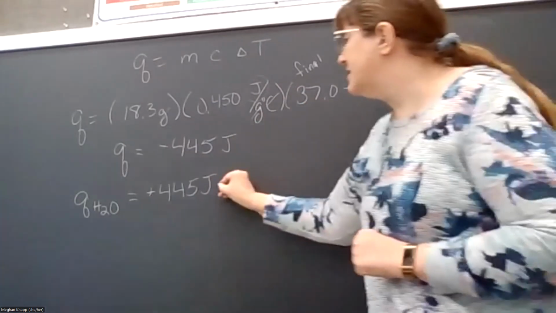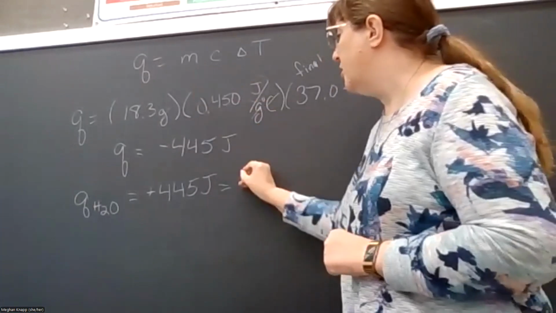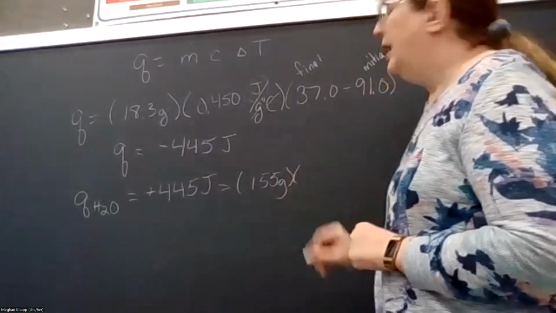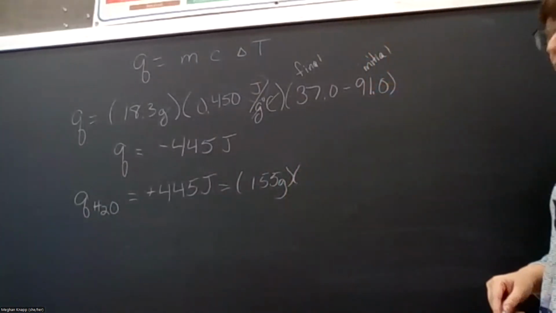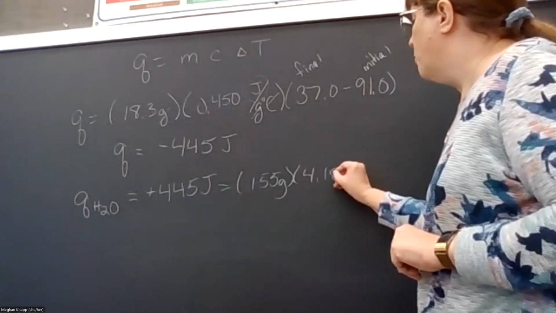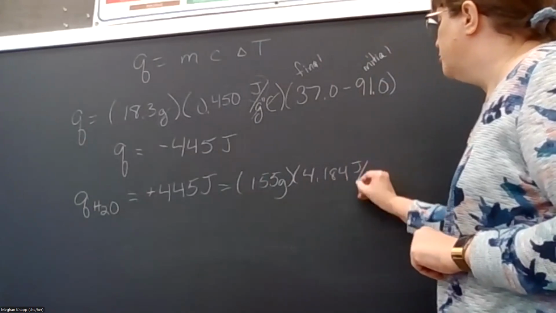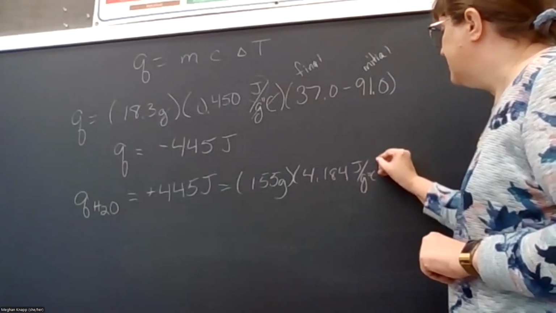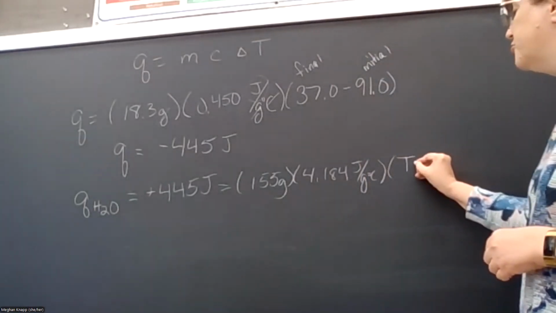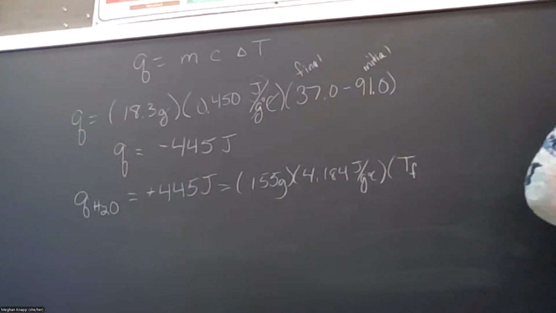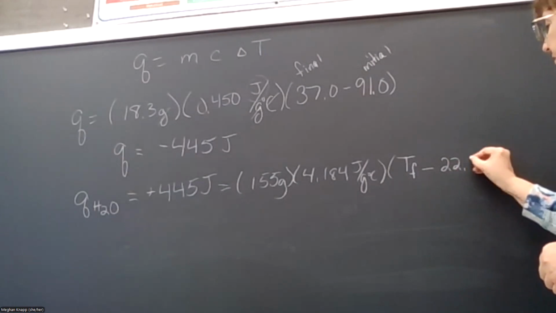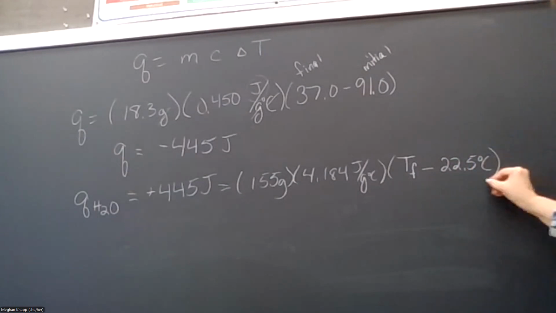Okay. Then we set it equal to our equation. So the mass was 155 grams. And the heat capacity of water, you'll probably have this memorized, but I will always provide it for you, 4.184 joules per gram degree Celsius. And we know the initial temperature, but we don't know what the final temperature is. So I'm just going to put TF here, whatever it lands at, minus 22.5 degrees Celsius.